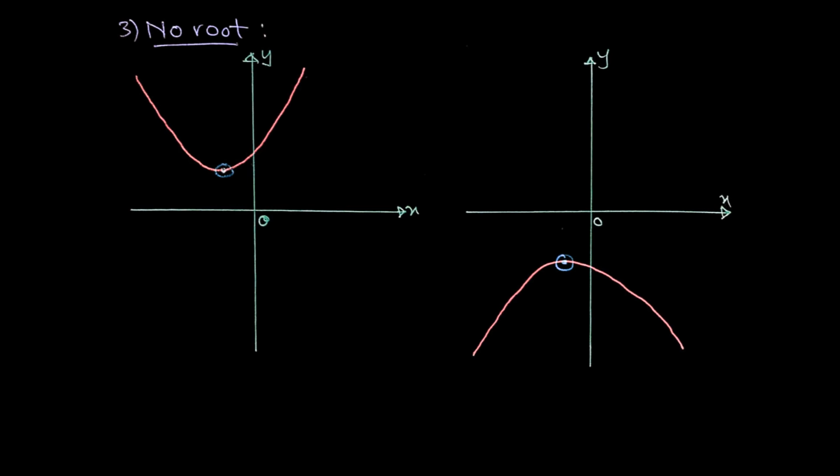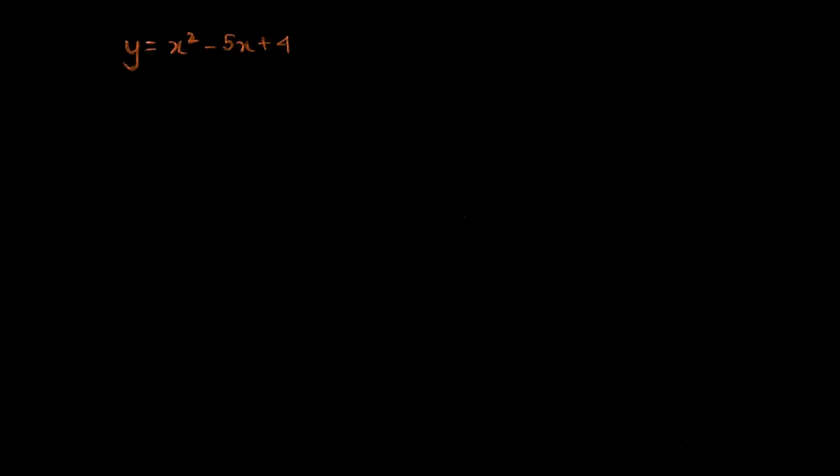Now that we know everything we needed to know about sketching a quadratic curve, let's draw these curves and clear our concept. I'll show you 3 examples where there are 2 roots, 1 root and no roots. Now let us check out how to sketch the graph y = x² - 5x + 4. It's very easy. We'll follow the steps.